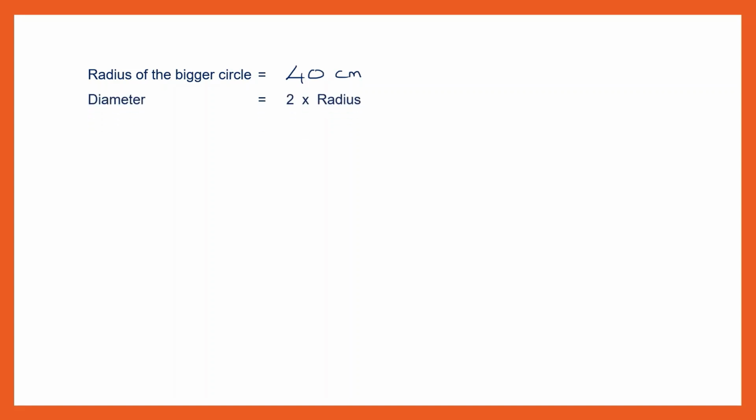And the diameter is 2 into radius, which is 2 into 40 centimeters. So 2 fours are 8, 80 centimeters. So we have found the diameter. Diameter is 80 centimeters.